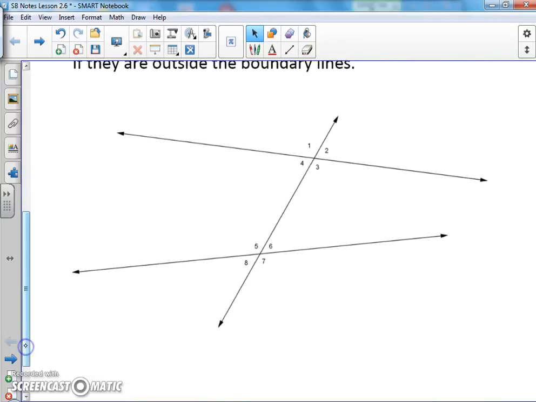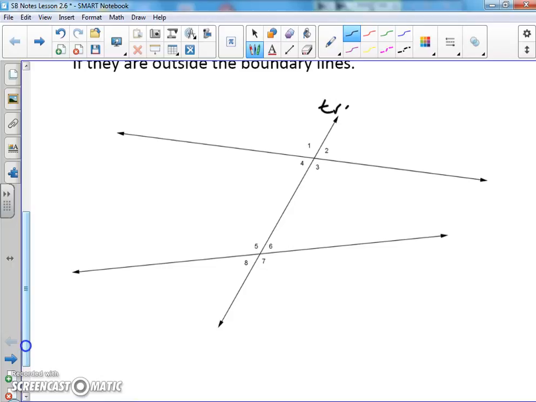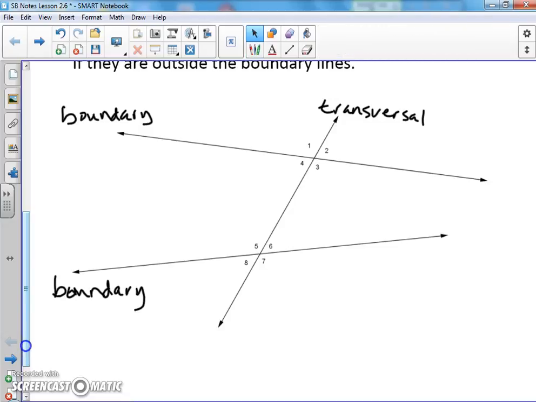Here's a figure. So what you're being asked to do is label first the transversal and the boundary lines. My transversal is the line that's going to cross the other two, so this would be our transversal, and our other two lines we're just going to refer to as boundary lines. This creates the interior and exterior regions of our graph.